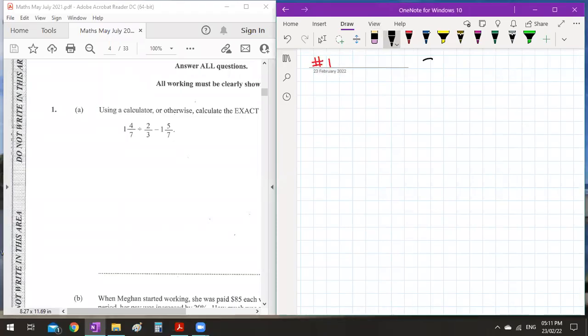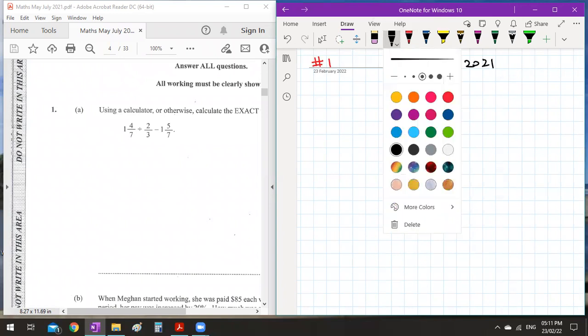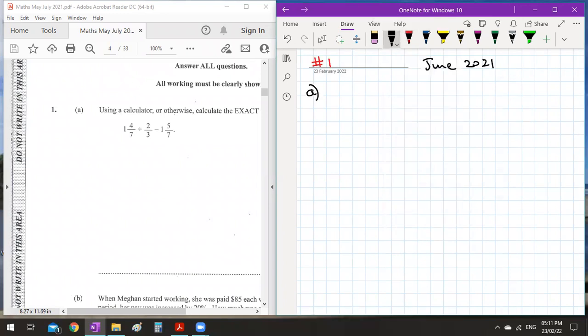So we're doing June 2021, paper 2, question 1E. Using a calculator, or otherwise, calculate the exact value of 1 4/7 divided by 2/3, minus 1 5/7. Now, BODMAS or BEDMAS applies, so we have to do the division before you can subtract.